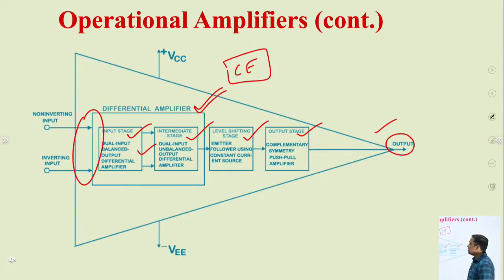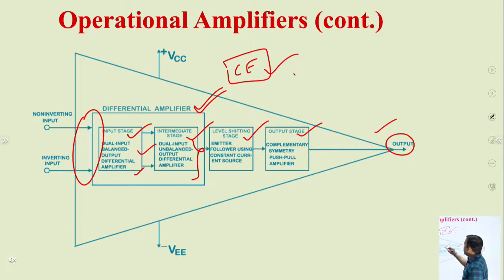So the first stage is the input stage differential amplifier, which is a dual input balanced output, whereas the intermediate stage is a dual input unbalanced output. We will see what is the difference between the balanced output and the unbalanced output. If we are taking output from both the common emitter configurations, that type of configuration is called a balanced output configuration. Whereas if we are taking output from only one transistor, only one common emitter configuration, that type of configuration is a dual input but unbalanced output.